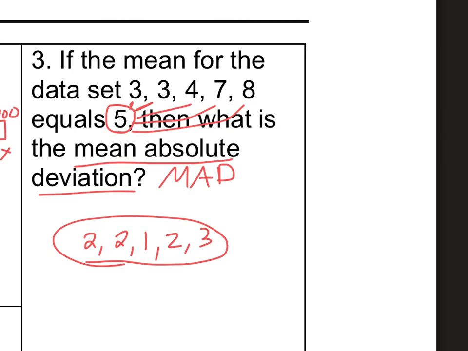Now I just find the mean of these. So I'm going to add them up. 4, 3, and 3 is going to give me 10, right? 7 and 10. And then I'm going to do 10 divided by 5 is 2, right? 10 divided by 5 is 2. So the MAD is 2.